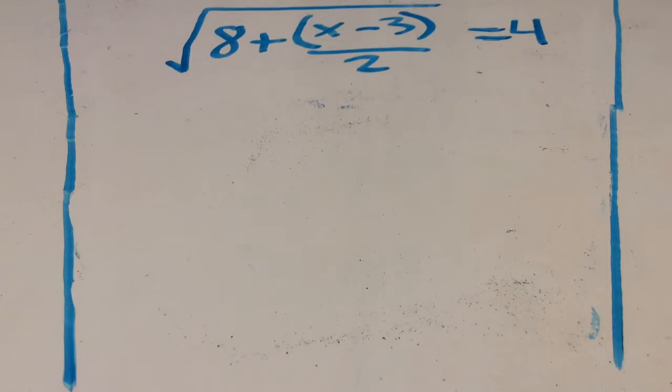Okay, so we have another problem here. This one is a little bit more complicated. On the right side we have 4, and on the left side we have a big mess. That's a square root bracket, and underneath it you have an 8 plus x minus 3 in parentheses over 2. So that whole thing is under the square root.